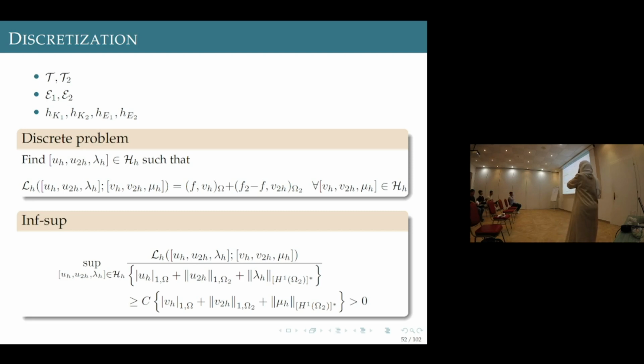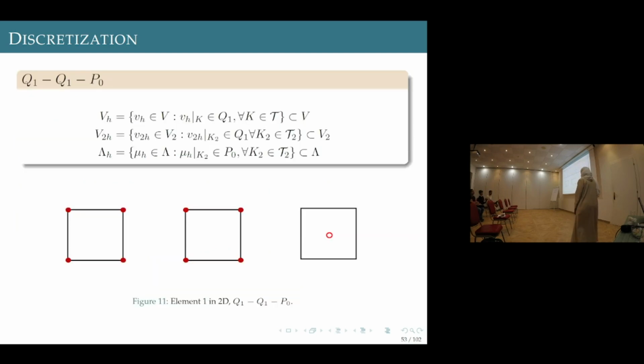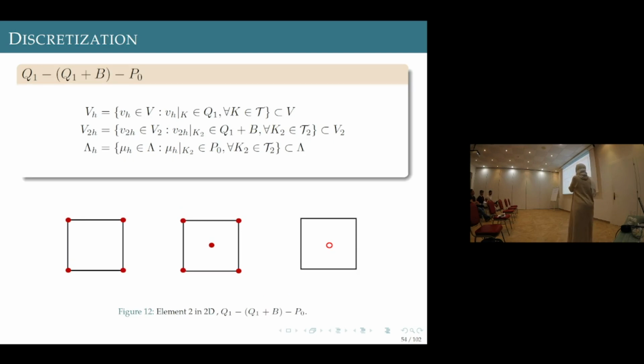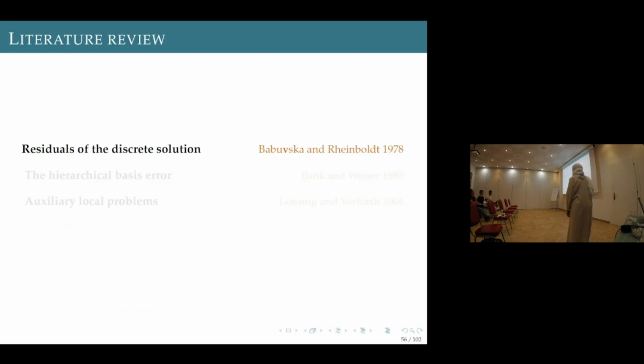We have the discrete problem here where we need to find u_h, u_2h and lambda_h in the discrete spaces such that the discrete bilinear form L_h equals the scalar product of f and v_h plus the scalar product of f_2 and v_2h. We also know that this satisfies the inf-sup condition, at least theoretically for element 2 and element 3, and numerically for element 3. Remember our elements: Q1-Q1-P0, Q1-Q1 plus a bubble-P0, and Q2-Q2-P0.